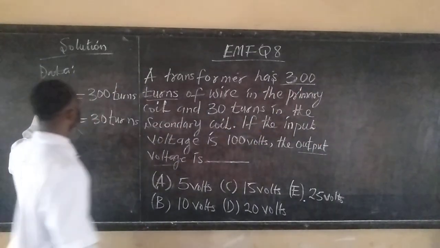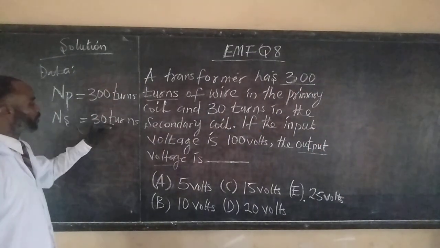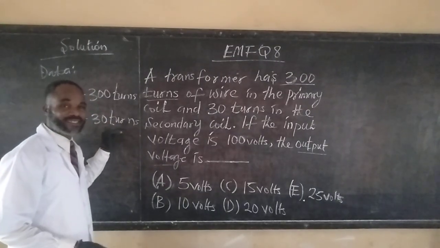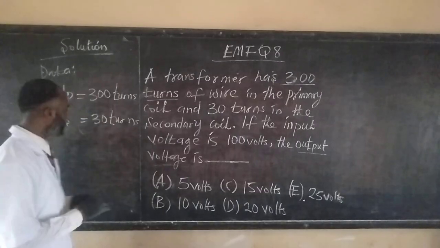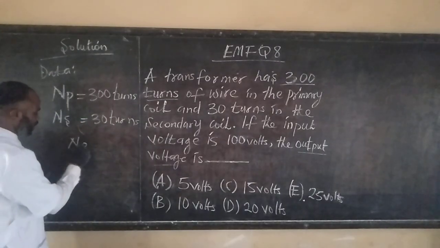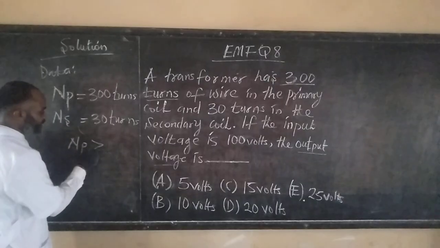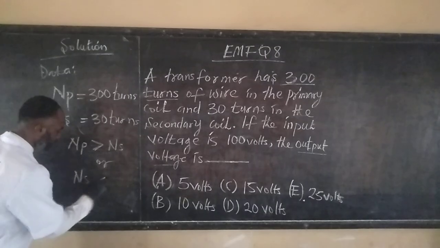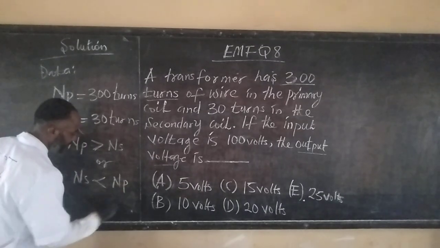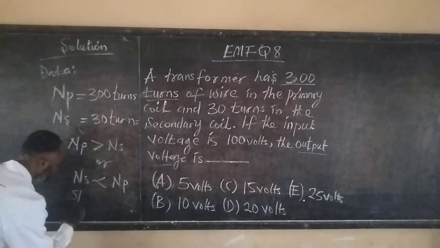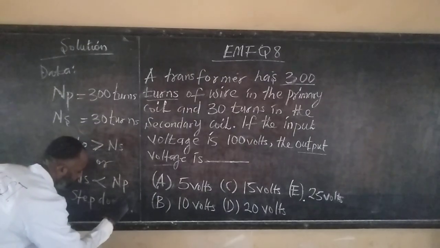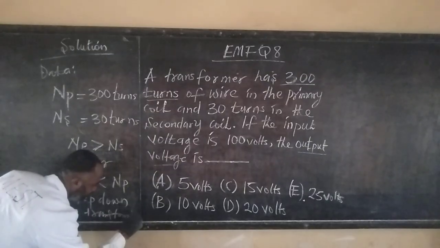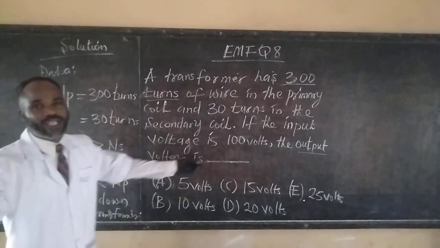When it is powered at this point, the voltage is stepped down. It's moderated. That's what it means. This is a step down transformer. And in such a case, NP is greater than NX, or you can say that NX is less than NP. That is what you have in a step down transformer. But that's not our question here.